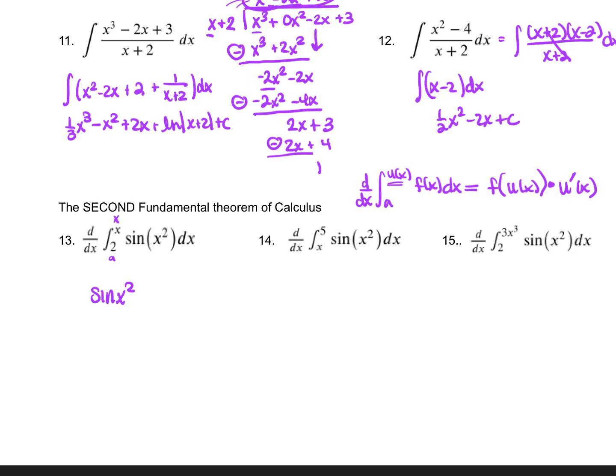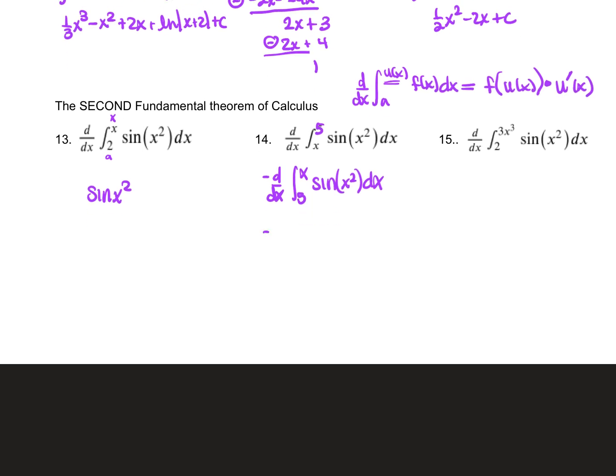Number 14. What's different here is we have the constant on top. So to switch the top and the bottom on the integral, you do the opposite sign. And now when we take our derivative, it cancels our integral, and nothing else happens.